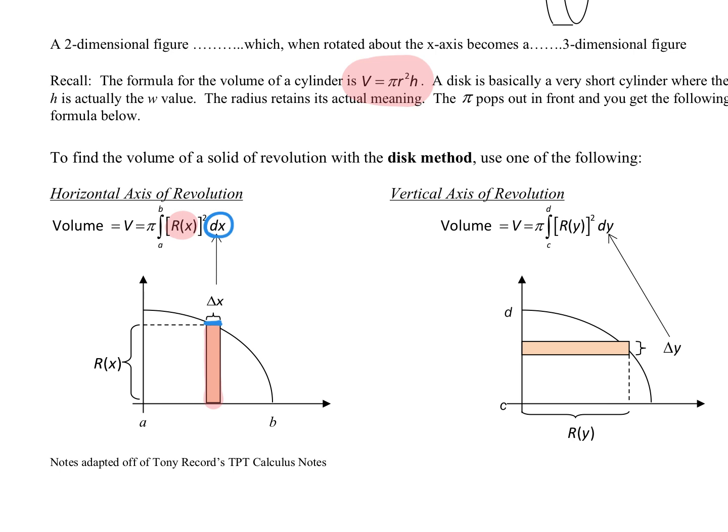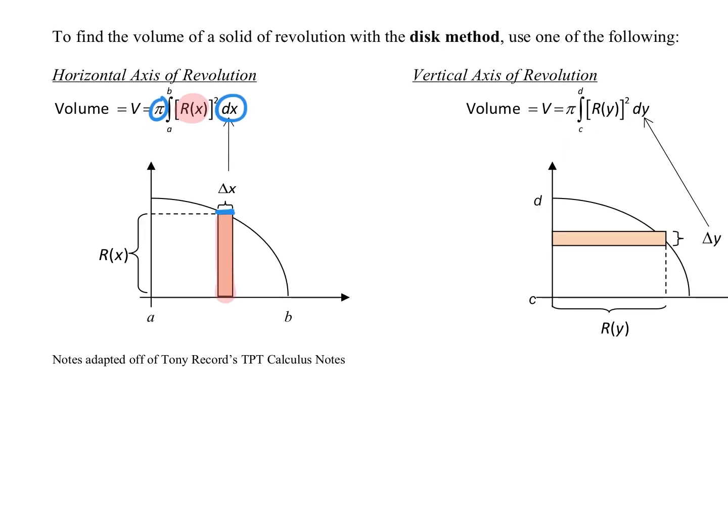So we're taking this formula for this rectangle and integrating it in order to find the volume of the entire shape, and the pi will just pull out in front. So the formula that you'll need to remember is pi times the integral from a to b of whatever my function is, squared. Every single time it'll be the same. The only thing that's going to change is whether we're with respect to x or with respect to y.